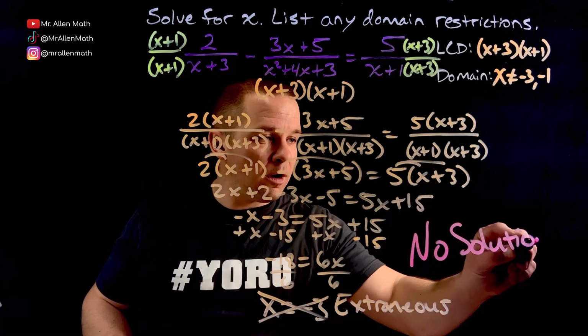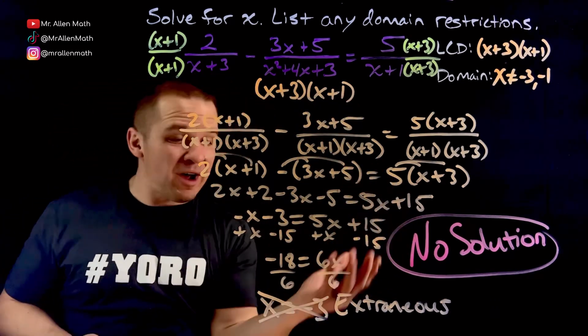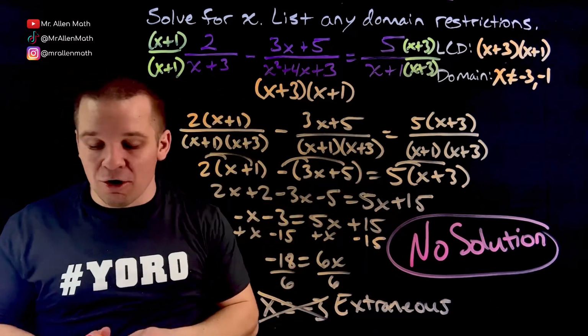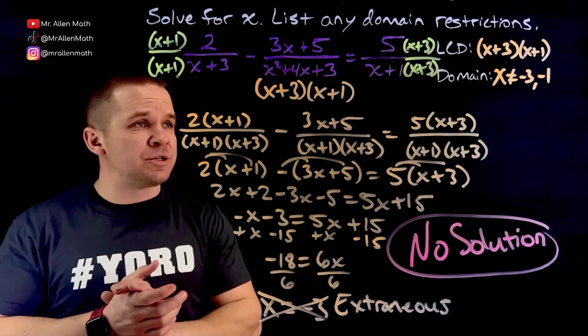No solution, unfortunately, will make these two sides equal to each other, because the value that does it causes 0 in my denominator, which is no good. We can't have that. So no solution on this one.